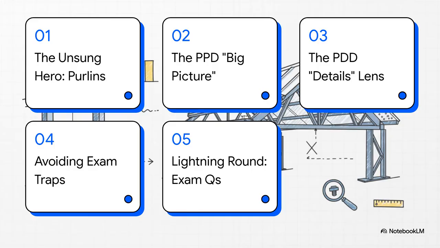So here's our game plan. First, we're going to nail down what a purlin actually is. Then, we'll look at it through what I call the two lenses framework, the PPD, big picture view, and the PDD, in the weeds details view. After that, we'll run through the most common exam traps to watch out for, and then we'll wrap it all up with a quick lightning round of practice questions just to make sure all this stuff really sticks.